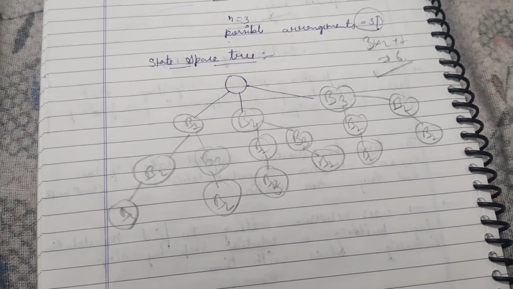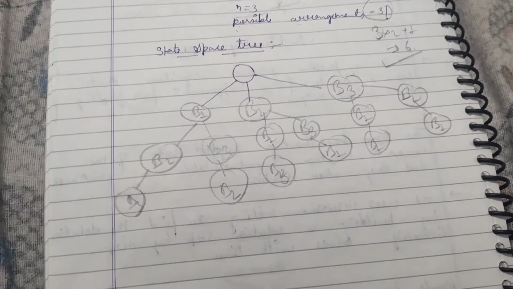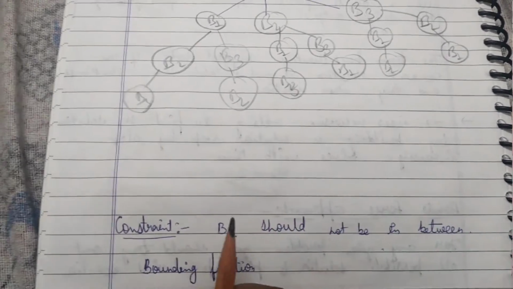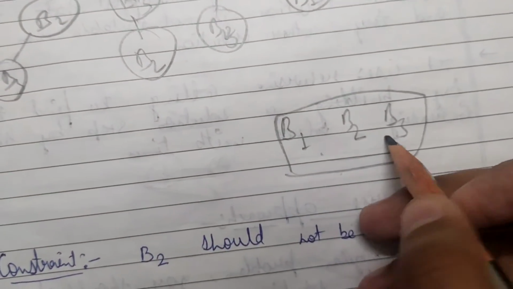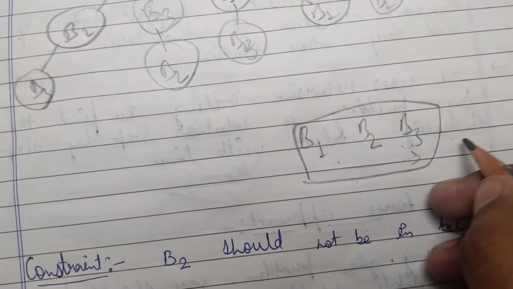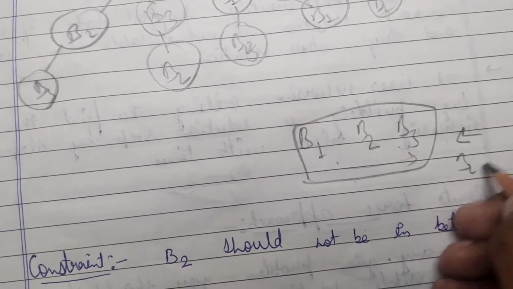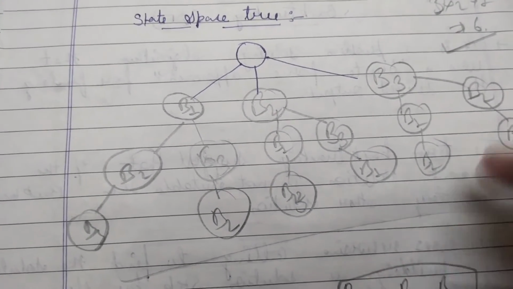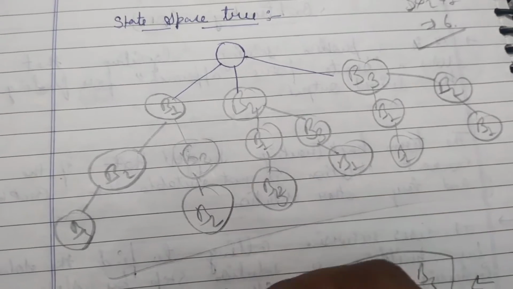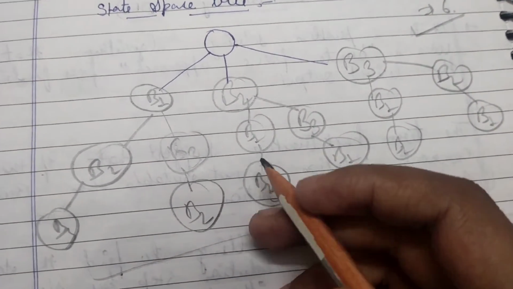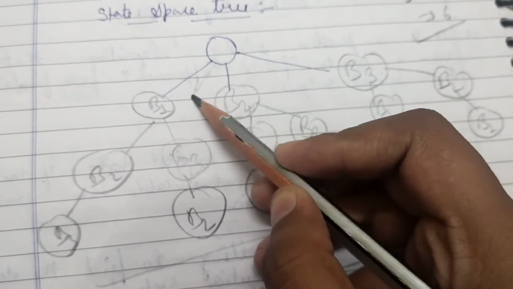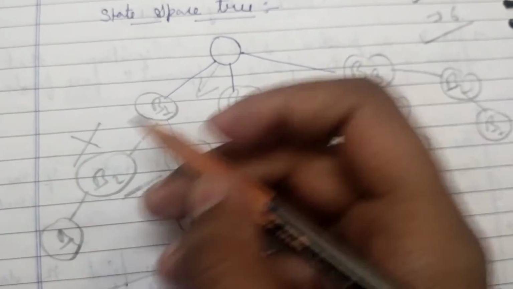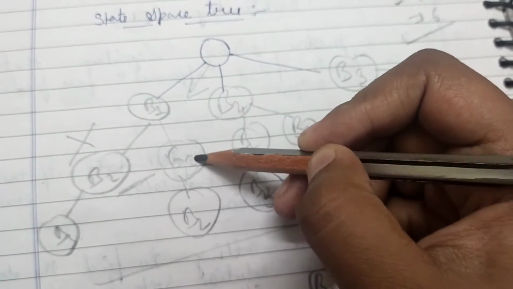Okay. So suppose I take some constraint like B2 should not be in between. So what's the solution? We have 3 participants B1, B2, B3, and we have to arrange them in such a manner that B2 should not be in between. Okay, so these are all the possible outcomes, right? So let's apply the constraint and remove them from our possibilities. Suppose we go from here, B1, B2 and B3. Again B2 is in between, removing. Okay. Now B1, B3 and B2.